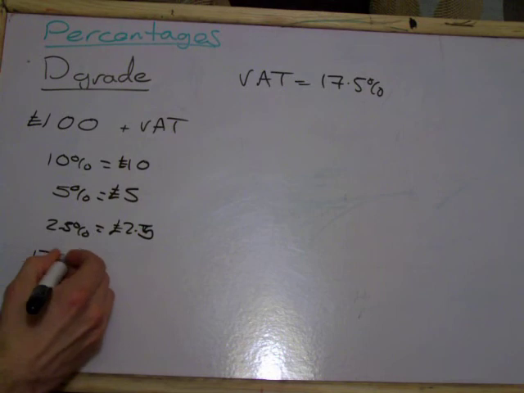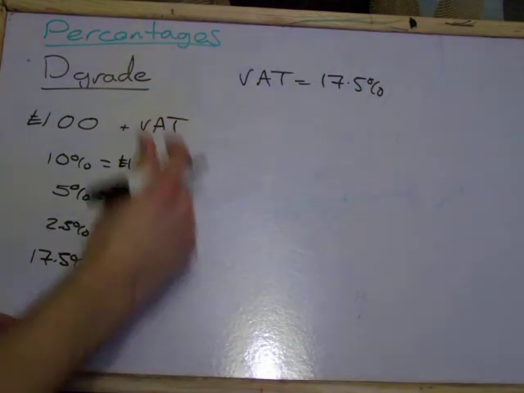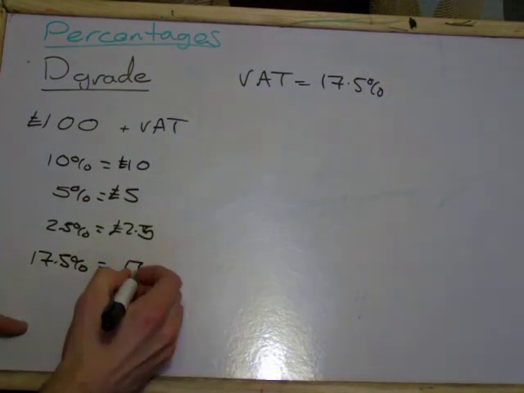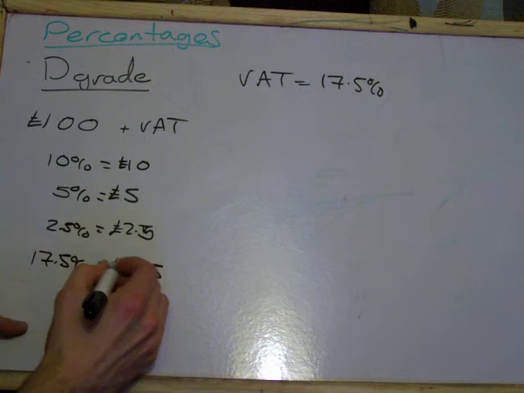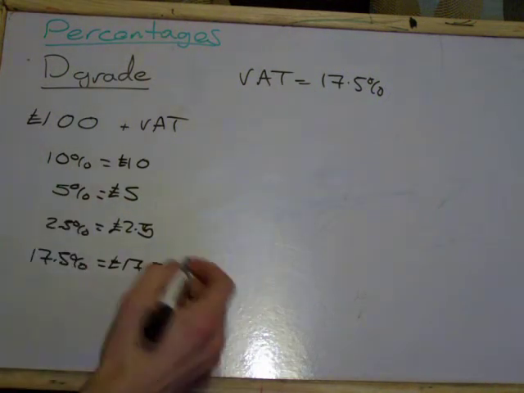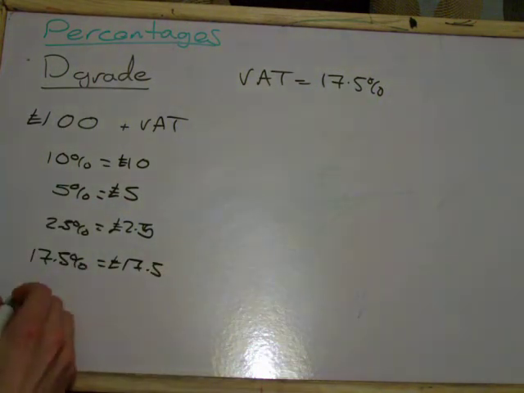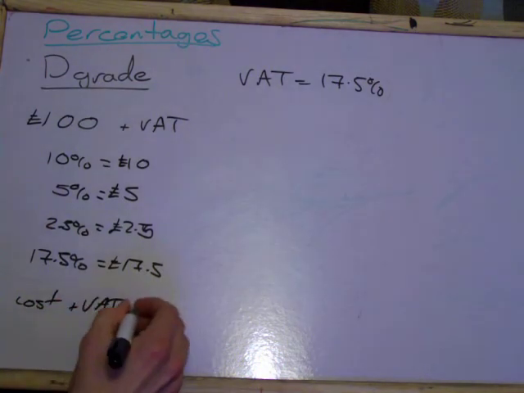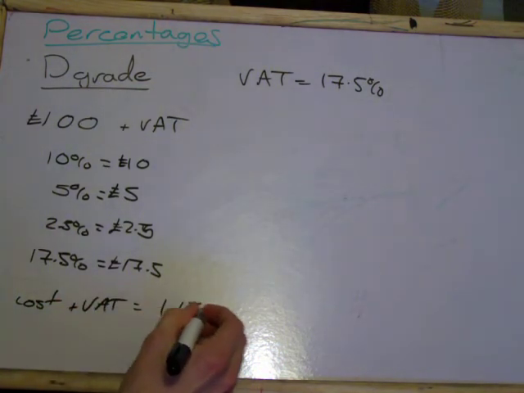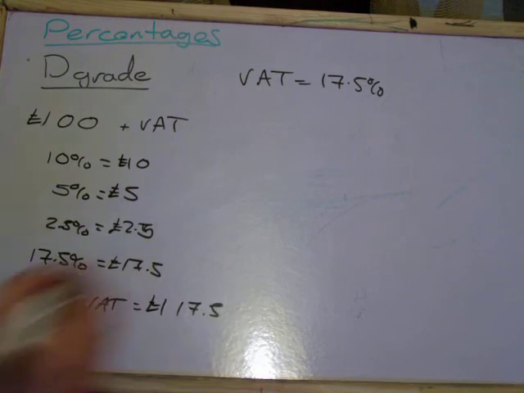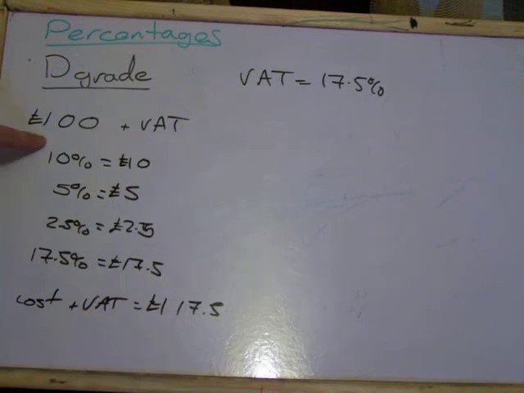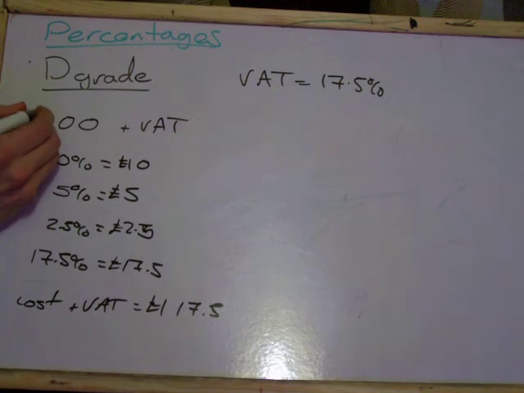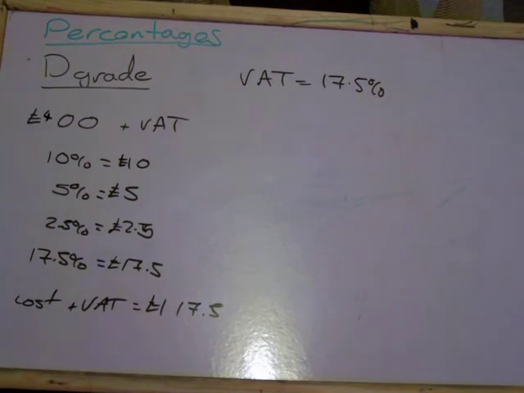Okay, then your 17.5% is equal to the sum of these three, which is going to be £17.5, and then you could add it on, so your total value, so your cost plus VAT equals £117.5. Okay, very easy example because that's £100. What if it was £400?